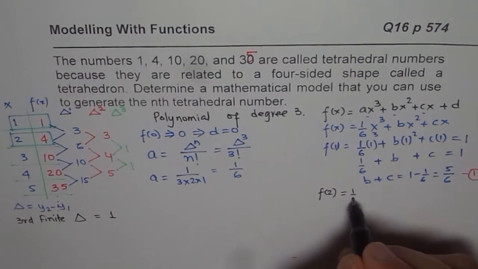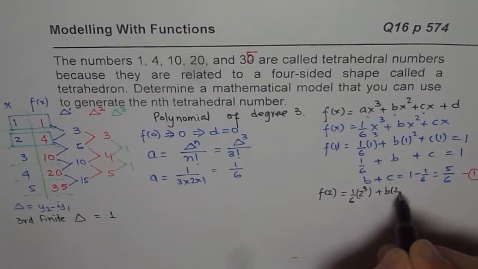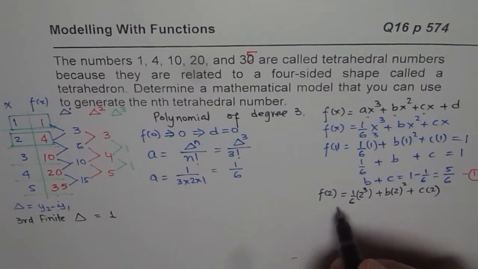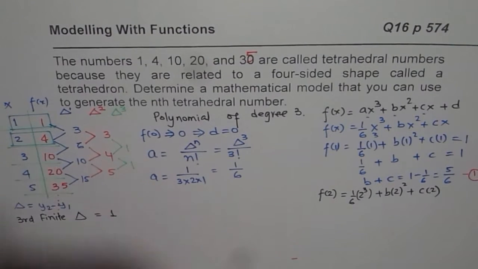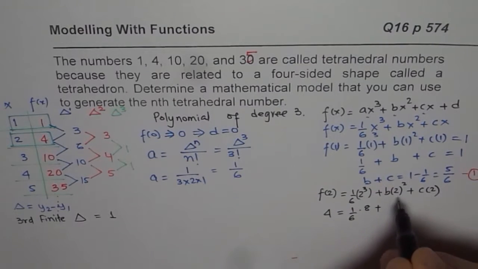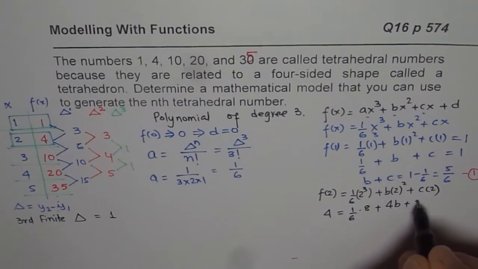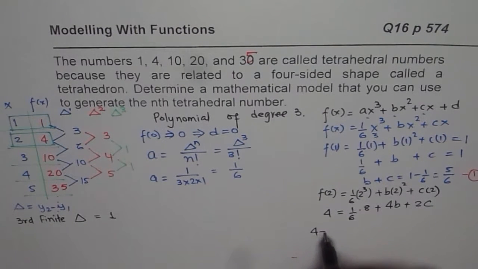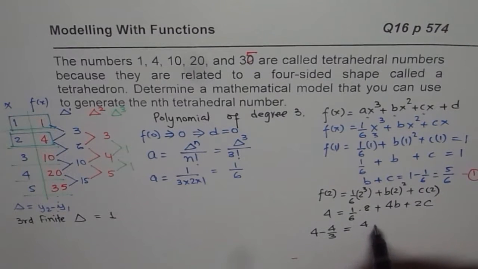So a is 1 over 6, 2 cube, which is 8, right? Plus b times 2 square, which is 4, plus c times 2, right? F of 2 we know is 4, right? So we can write this as 4 equals to 1 over 6 times 8 plus 2 square is 4, 4b plus 2c. Perfect. We can take this to the left side, so it is 4 minus 8 over 6 is 4 over 3, right? So we can write this as 4 over 3 equals to 4b plus 2c, right?